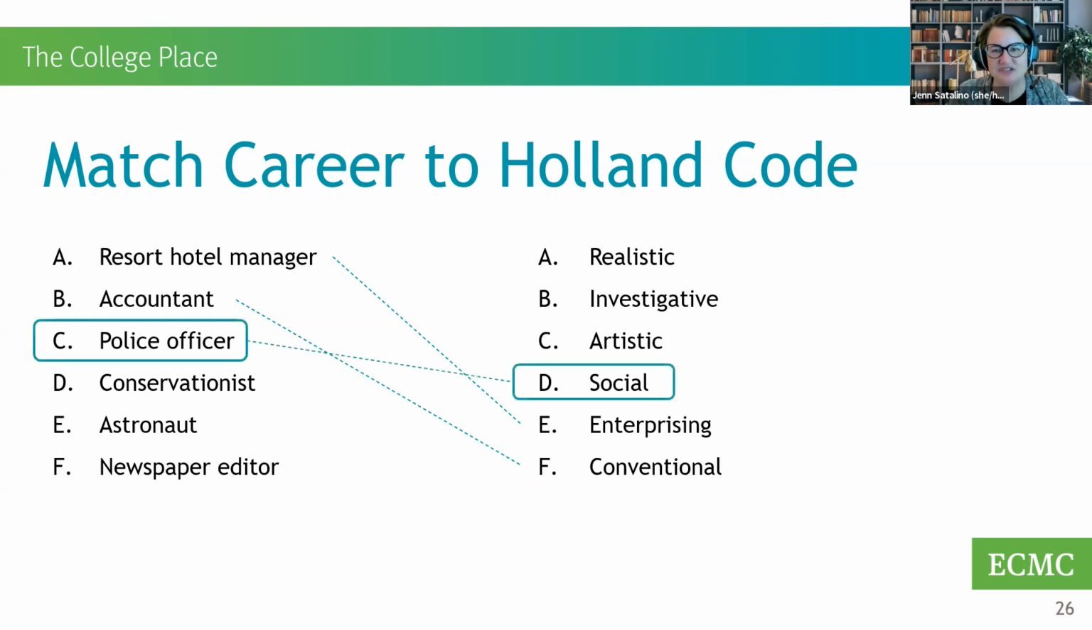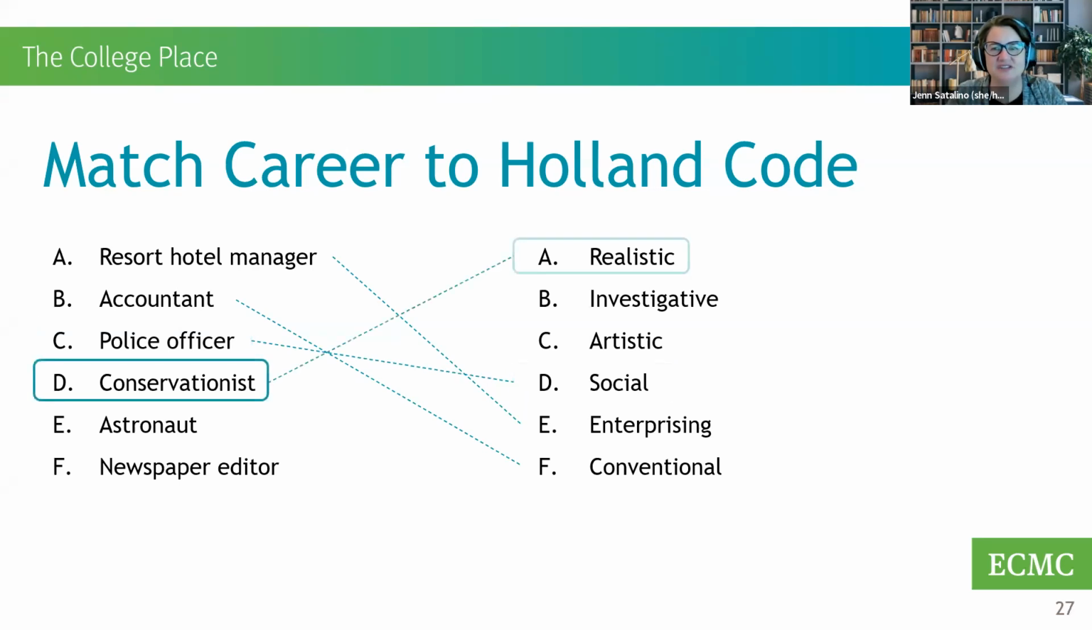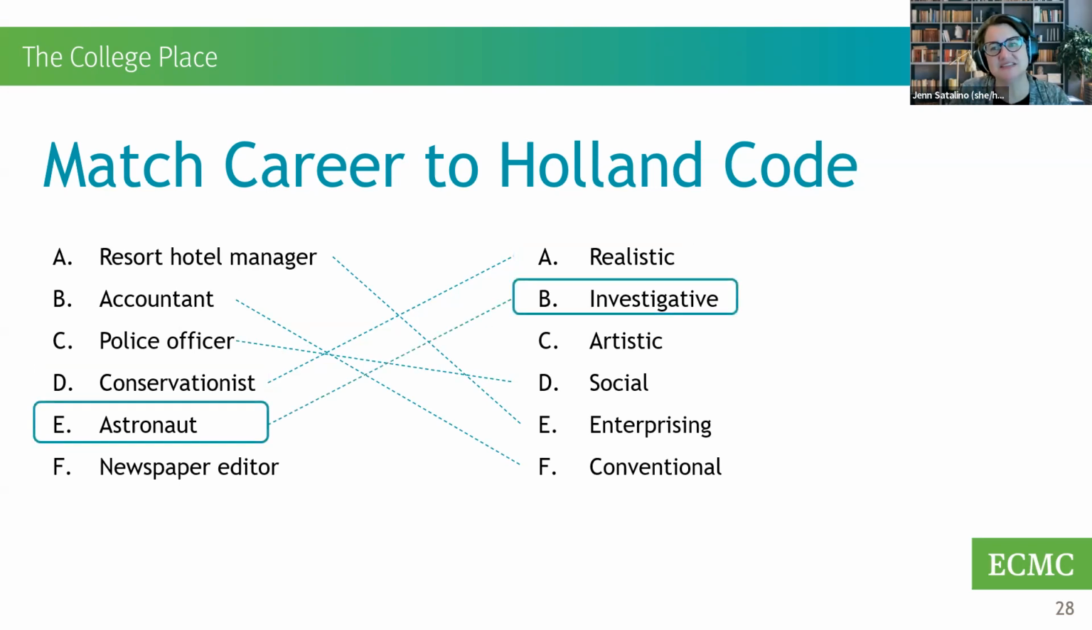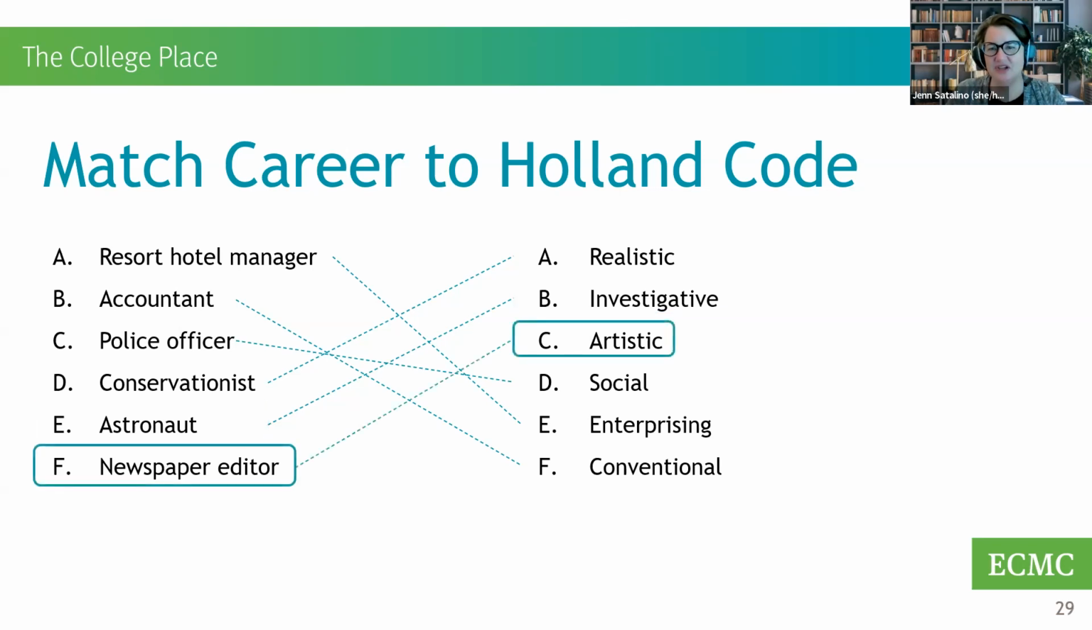Our police officers could be social. So they have to engage and support the public as they serve and protect. Our conservationist could be considered realistic. Many of these folks like to work with their hands, and they like to work with natural resources, which are things. Our astronauts could be considered investigative. They conduct science experiments, study the planets, do experiments if they're up in space. And lastly, our newspaper editor could be considered artistic. They're using their creativities to craft stories for readers.